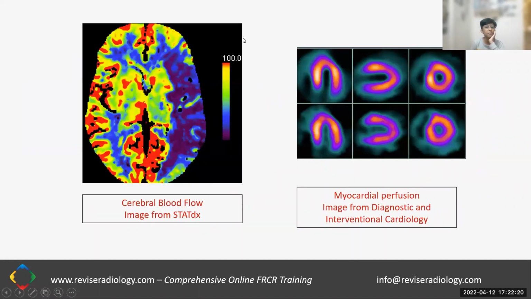So these are a few examples of images that you get by this type of method. This is an image of cerebral blood flow, taken from StatDX. And on the right-hand side, we have an image of myocardial perfusion, and that's from the Diagnostic and Interventional Cardiology Center.